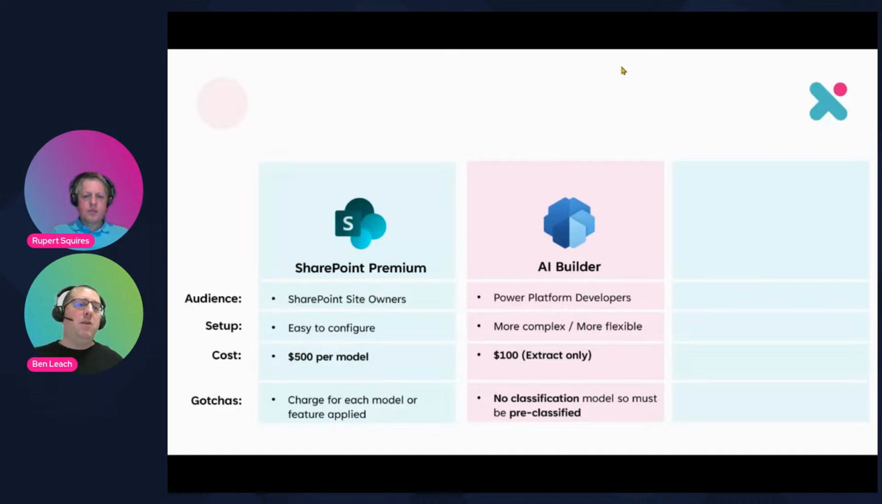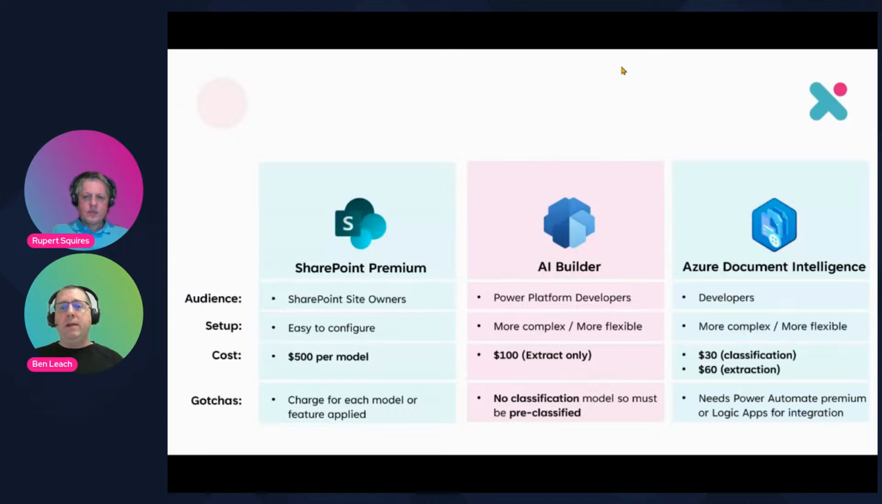So that means you're going to have to have done your classification beforehand using some other mechanism. But once you've got that and you've classified them, you can run that extraction model. That's going to cost you $100, again, 5 cents per page.